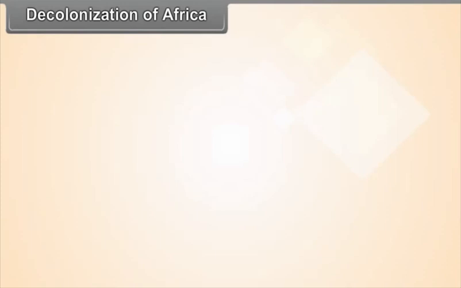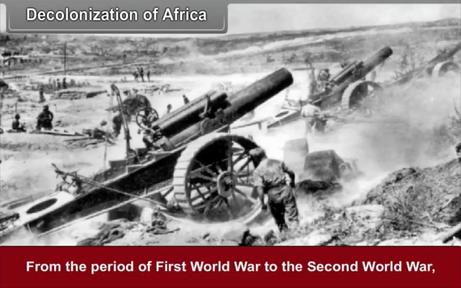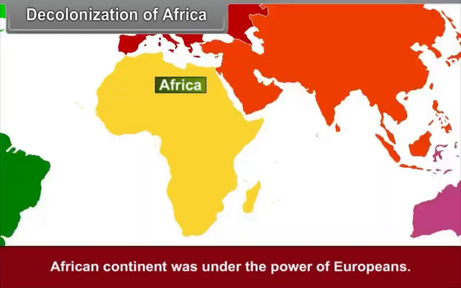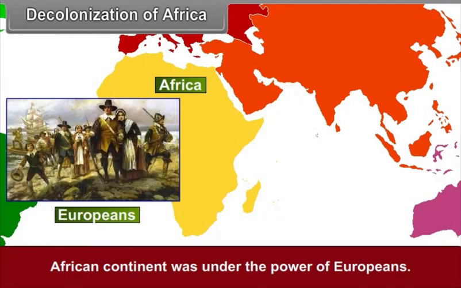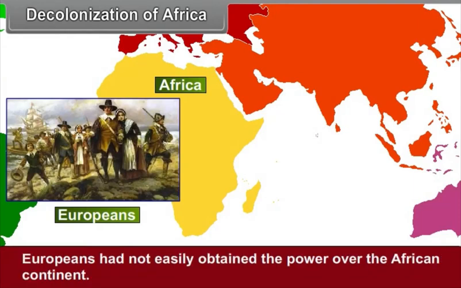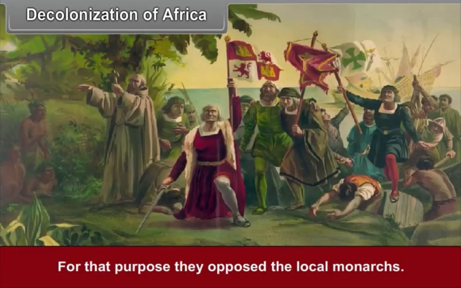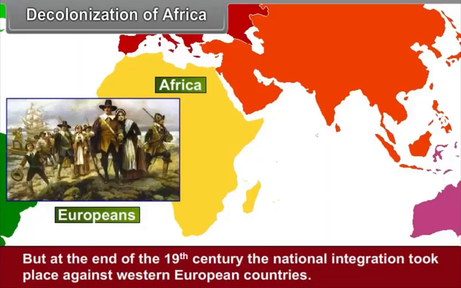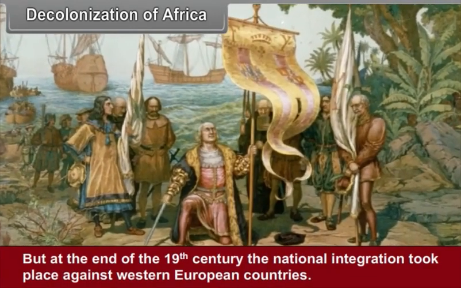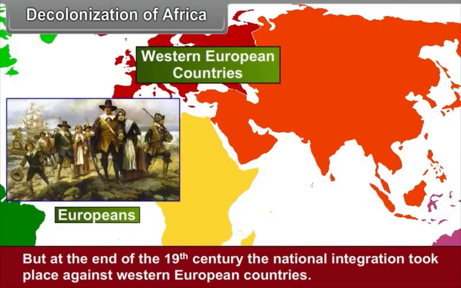Decolonization of Africa. From the period of the First World War to the Second World War, the African continent was under the power of Europeans. Europeans had not easily obtained the power over the African continent. For that purpose, they opposed the local monarchs. But at the end of the 19th century, national integration took place against Western European countries.